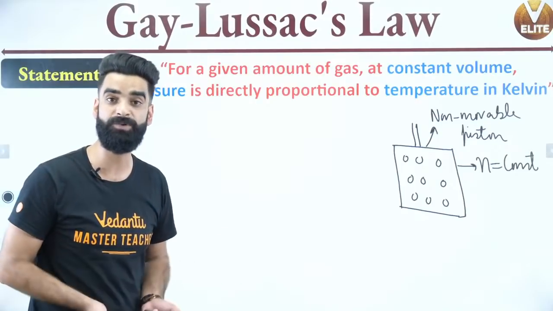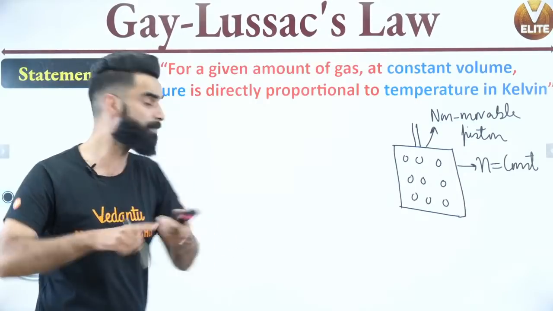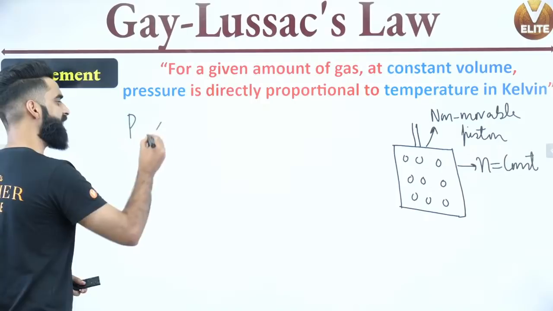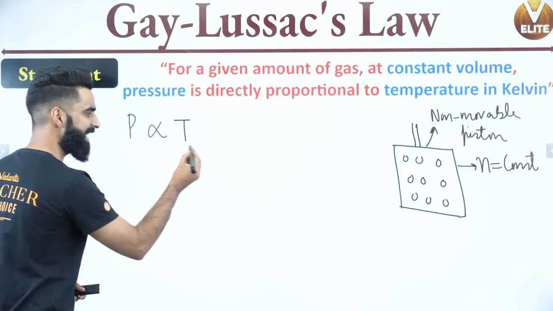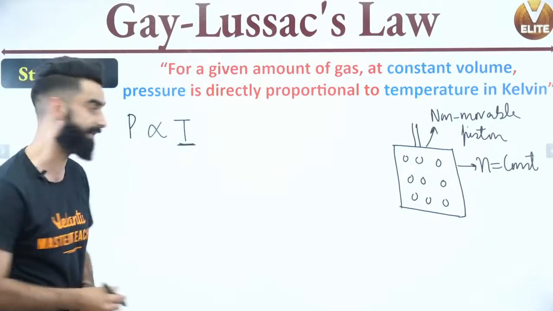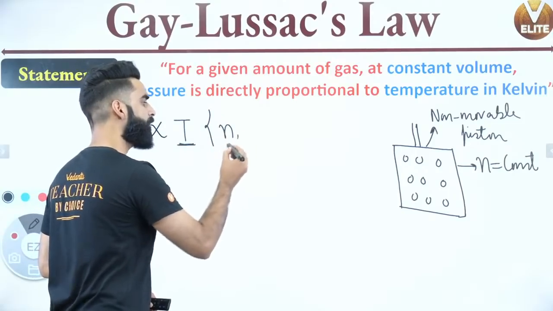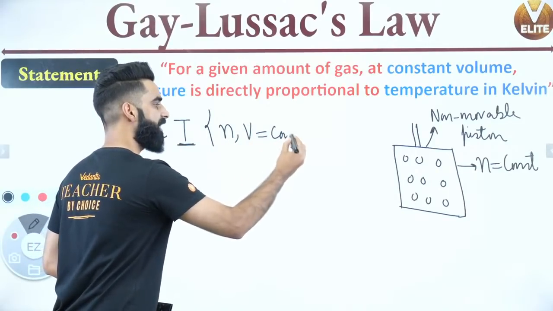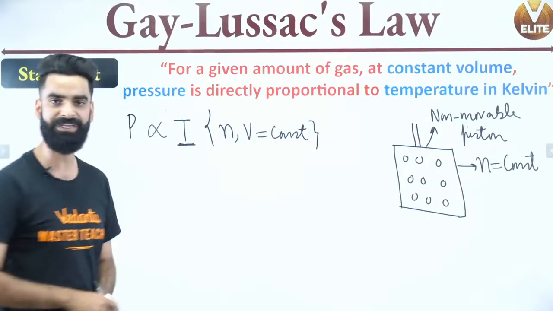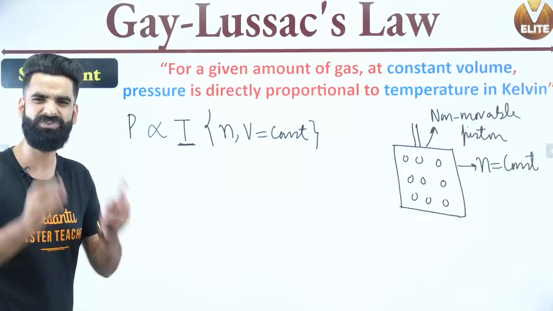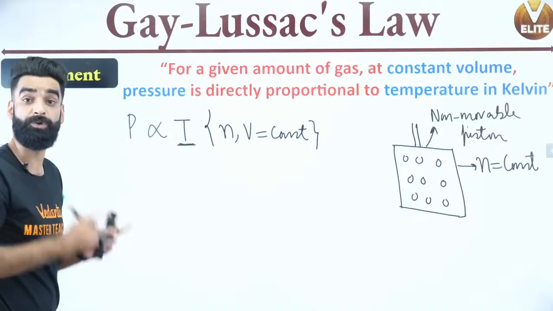Now, can I use my Gay-Lussac's law? What is this Gay-Lussac's law all about? Pressure of the gas is directly proportional to the temperature of the gas, but this temperature should be in Kelvin. And this is only valid if the number of moles and volume of the gas are kept fixed. Correct? What do we mean by it? Simple. Both are directly proportional to each other, right?